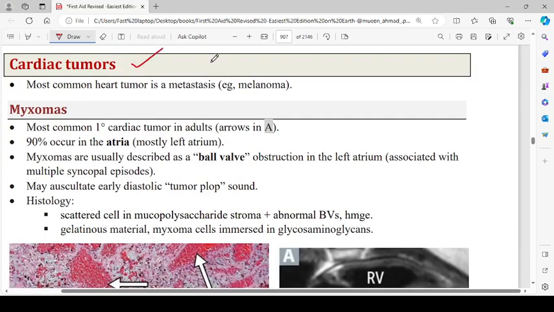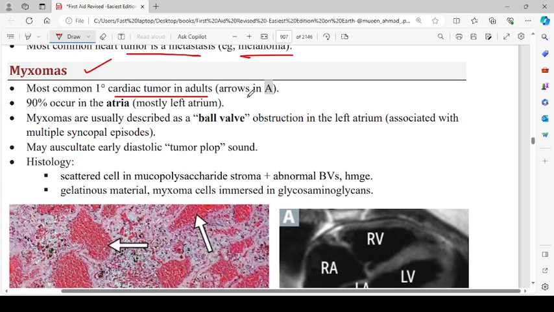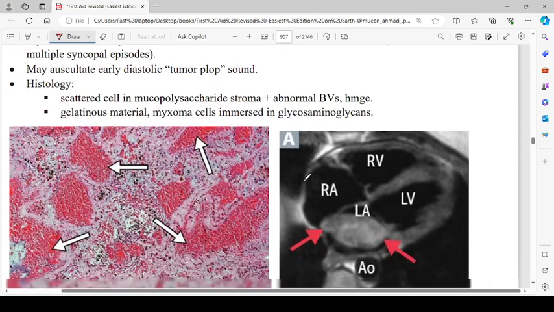Talking about cardiac tumors, they are rare, but they can be present. Myxomas are the most common type of primary cardiac tumors. The most common heart tumor overall is a metastasis, for example, melanoma. So there is a tumor of some other site that has metastasized to the heart, like melanoma. Myxomas are the most common primary cardiac tumors in adults. 90% will occur in the atria, most commonly in the left atrium. Like this is a myxoma.